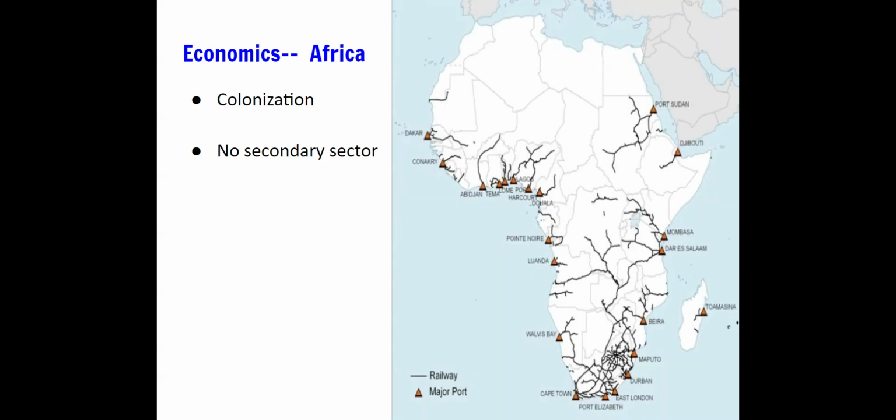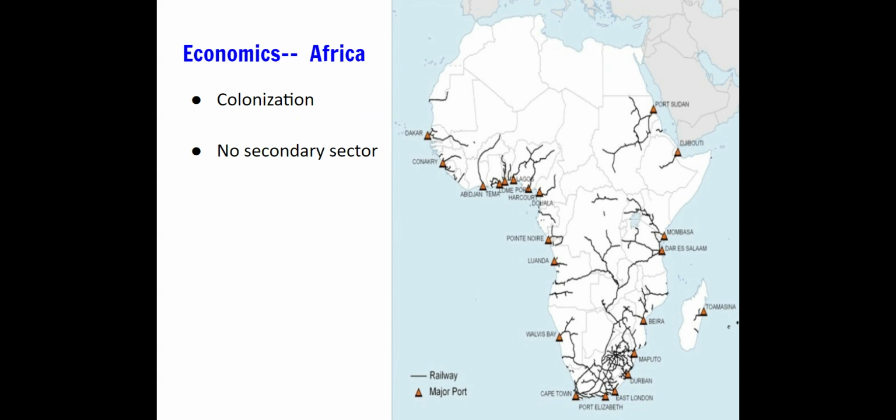The reason why Africa's economy is set up like this is because of colonization. Remember, colonization was a period in the 1800s and 1900s where European countries took over Africa and started taking the natural resources and shipping them back to Europe. You can see here that these railroads were built leading out to the coast so that natural resources could be sent out to ports where they would be shipped to Europe.